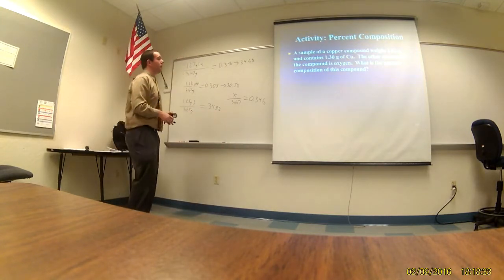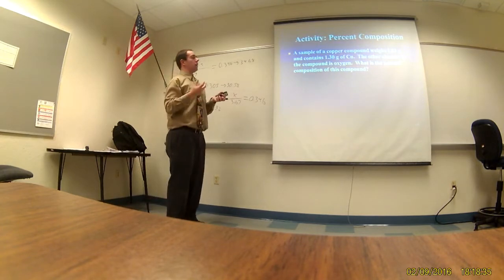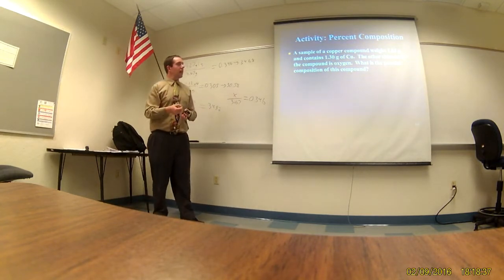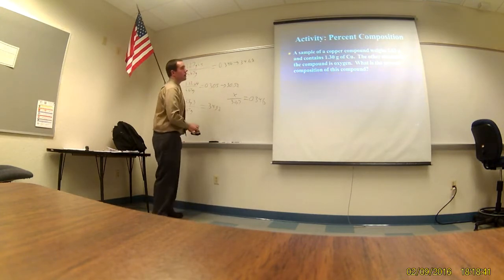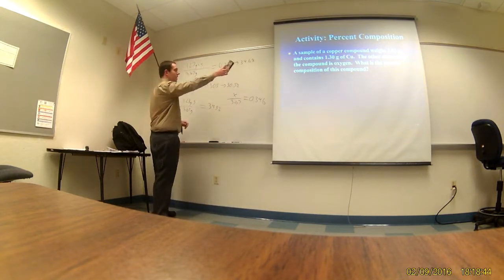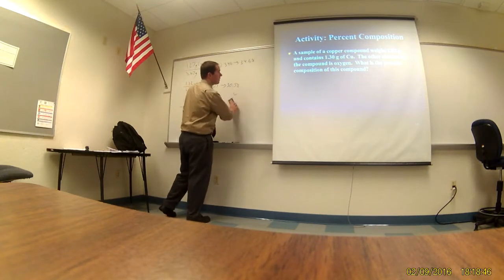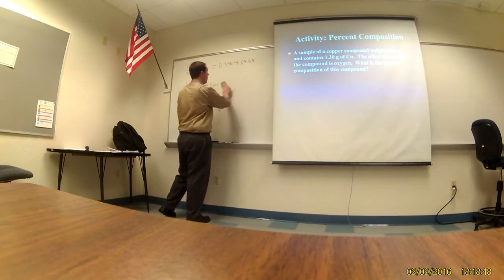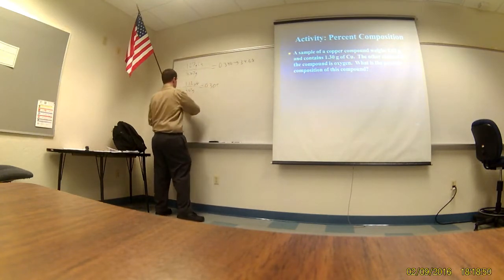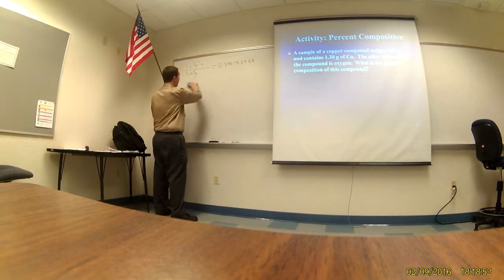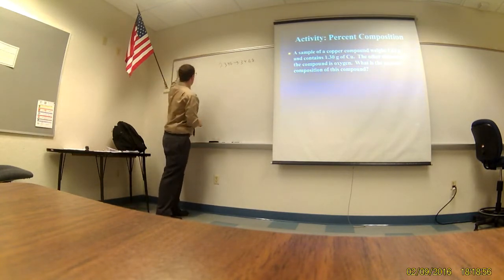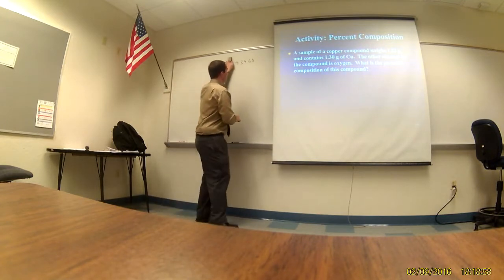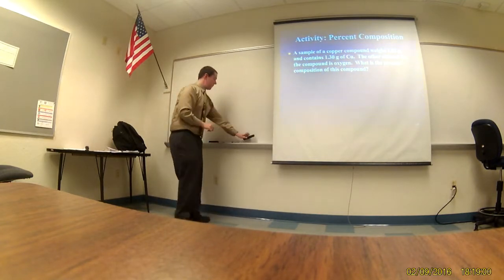Here's another one. We have a copper compound. It doesn't tell us what it is. As a whole, it weighs 1.63 grams, and we know that in that, there is 1.30 grams of copper. The only other thing we know is that the only other element in there is oxygen. We have to find the percent composition of that compound.